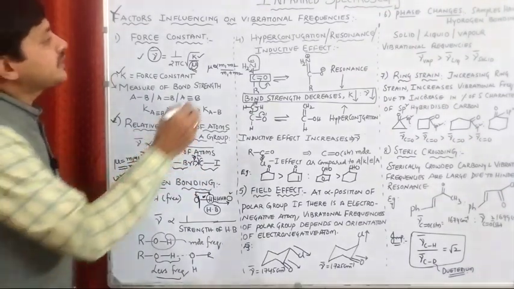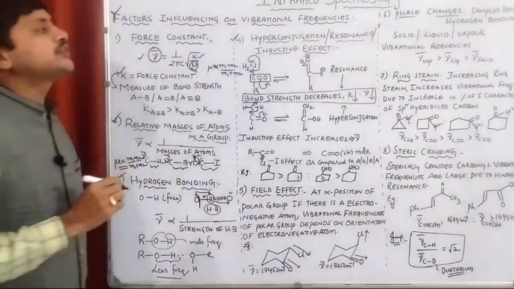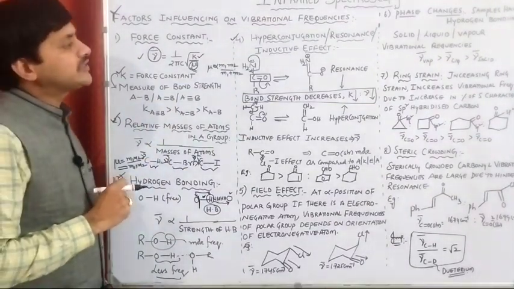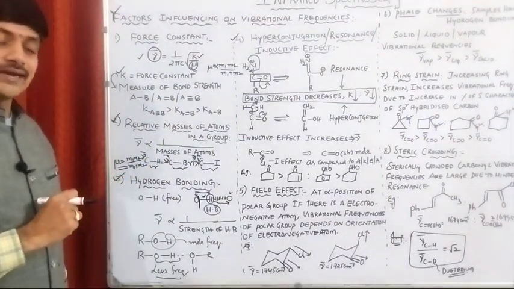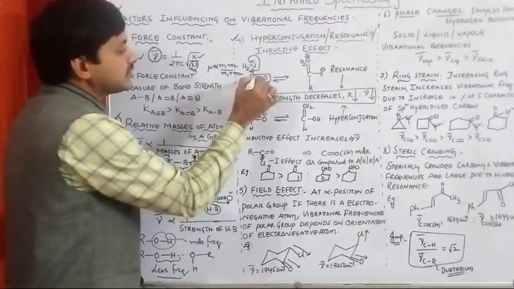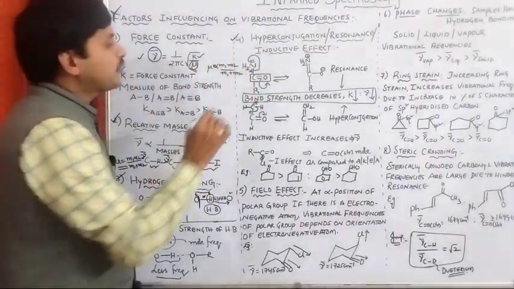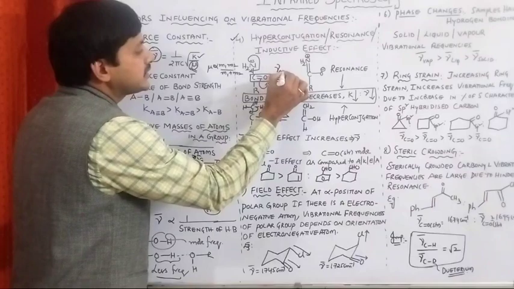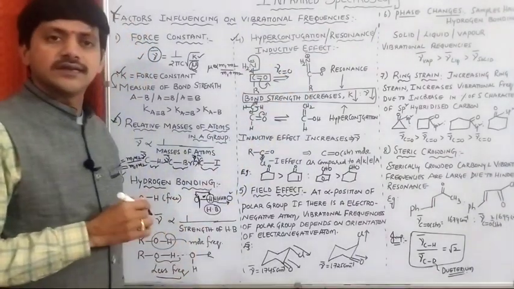Okay. What is the next one? The influence of hyperconjugation, resonance and inductive effect. Let us see. If you see the amide, I am talking about the frequency of the carbon-oxygen double bond.